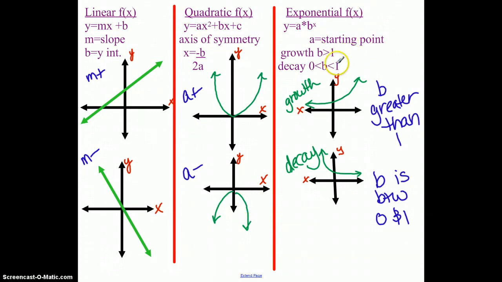Exponential functions. First of all, if your b value, the number that has the x as the exponent, is bigger than 1, it's going to be growth. If the b value is between 0 and 1, then it's going to be decay. So it starts out here and goes down. Now the x-axis in both of these acts as an asymptote, which basically means that it's an imaginary boundary line. So it can get closer and closer and closer out here and down here to the x-axis, but it'll never quite touch it.